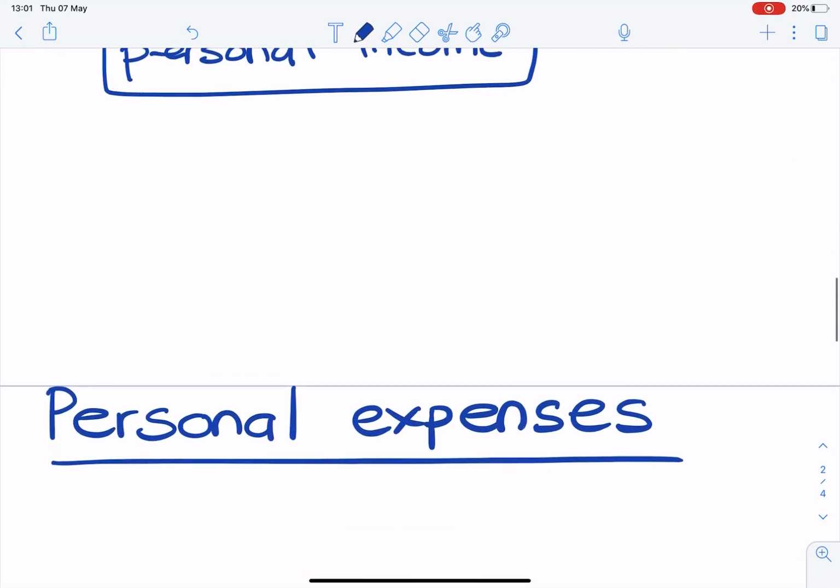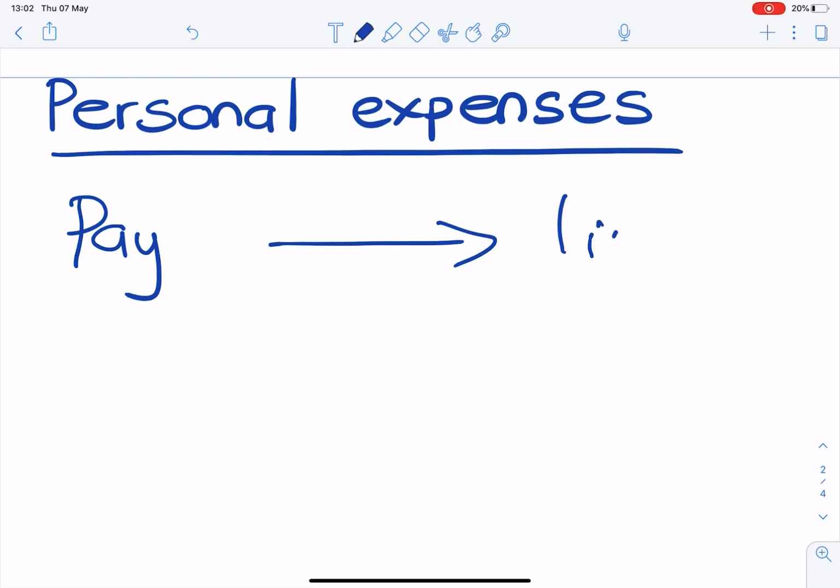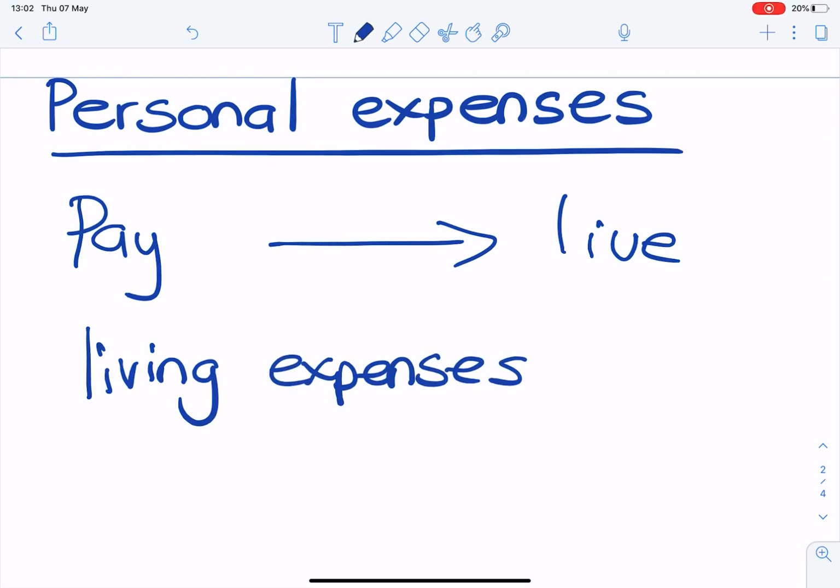Now let's look at what personal expenses are. Personal expenses are everything that people have to pay for in order to live. So it is everything going out. Personal expenses can also be called living expenses. And different people have different living expenses.